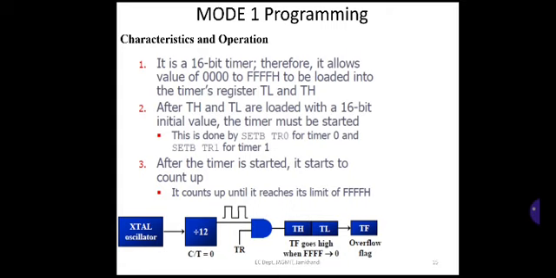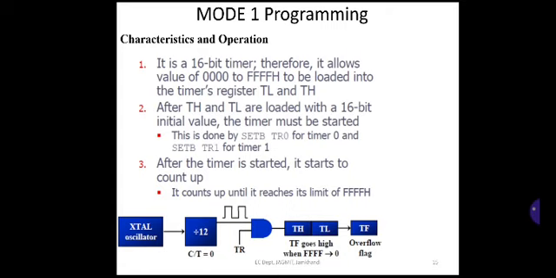By using the instruction SETB TR0, the timer 0 is started, and to start timer 1 we have to use the instruction SETB TR1. So these are the two instructions to start timer 0 and timer 1. Remember, TR0 and TR1 are bits available in the TCON register. We have not yet discussed the TCON register; we are going to discuss it in the same module.